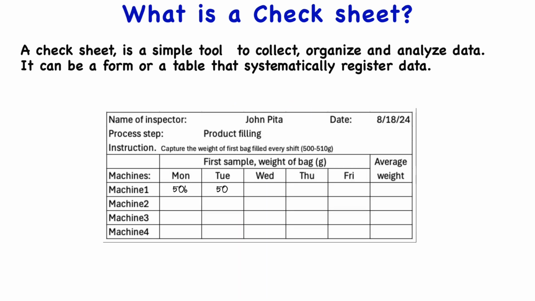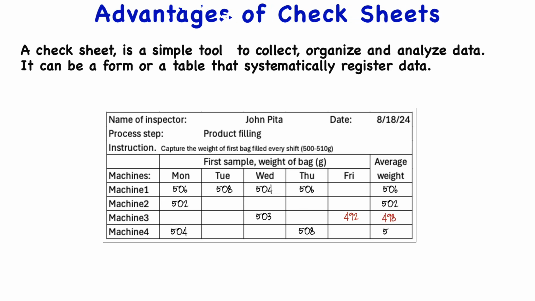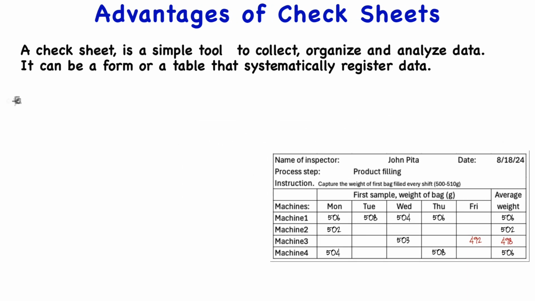A check sheet is a simple tool to collect, organize, and analyze data. It can be a form or a table that systematically registers data. What are some of the advantages to use a check sheet?